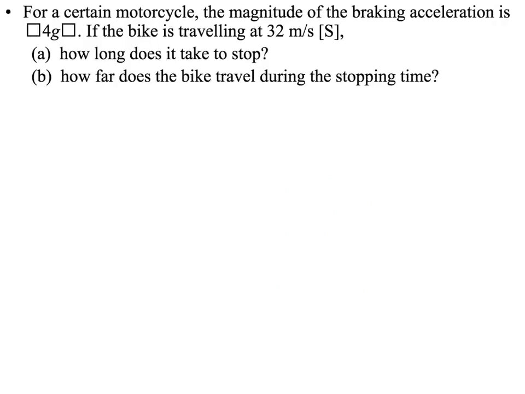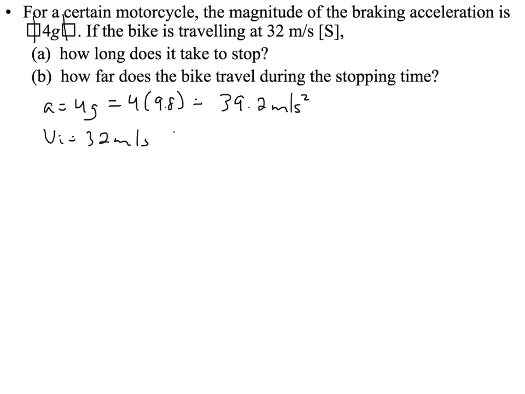For a certain motorcycle, the magnitude of the braking acceleration is 4 Gs. This should actually look more like magnitude, 4 Gs. So we'll say acceleration is 4 Gs. Now, 4 Gs simply means 4 times the acceleration of gravity, which is 9.8. 4 times 9.8 is 39.2 meters per second squared. Okay. Next thing we have, if the bike is traveling at, so we have VI is 32 meters per second south. Since we're talking about braking, we know now that this is going to be north because it's going to work in opposition to motion. A says, how long does it take to stop?